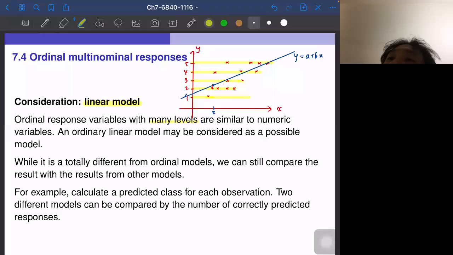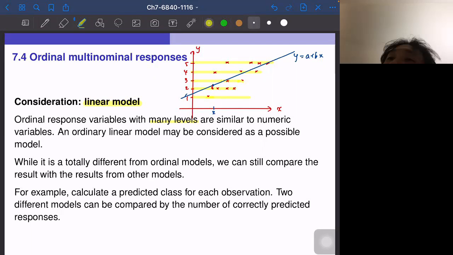And the problem is how to compare models. For example, the ordinal probit model and the proportional odds model are likelihood-based methods, and they are very similar models, so we can compare with the likelihood ratio. But for the linear model, the likelihood assumption is totally different, so it's not really appropriate to compare the likelihood itself. It's almost impossible to compare the models, but still there are some ways.